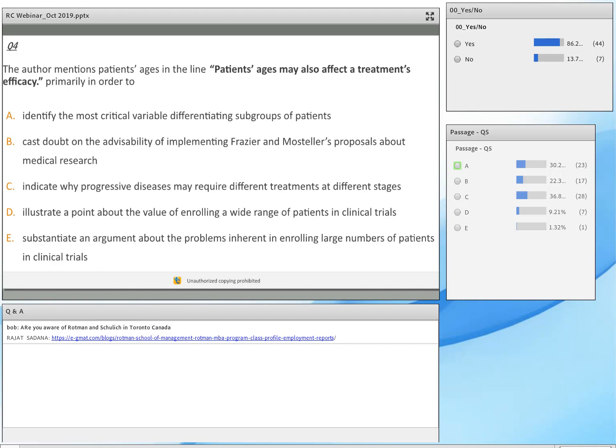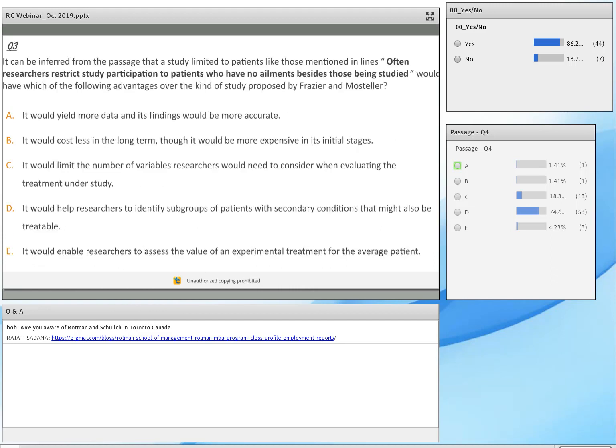Let me go to question number 4. And I want you all to make a note of what all questions you got correct, because I'm going to ask that question to you. Choice D is the correct answer for question number 4. D, illustrate a point about the value of enrolling a wide range of patients in clinical trials. 75% of you got the question correct. Good. Then let's go to question number 3. Question 3, choice C, 69% of the class got the question correct. So it would limit the number of variables researchers would need to consider when evaluating treatment under study.